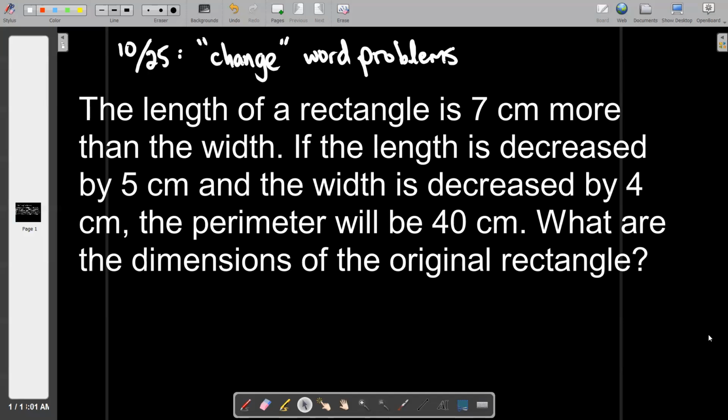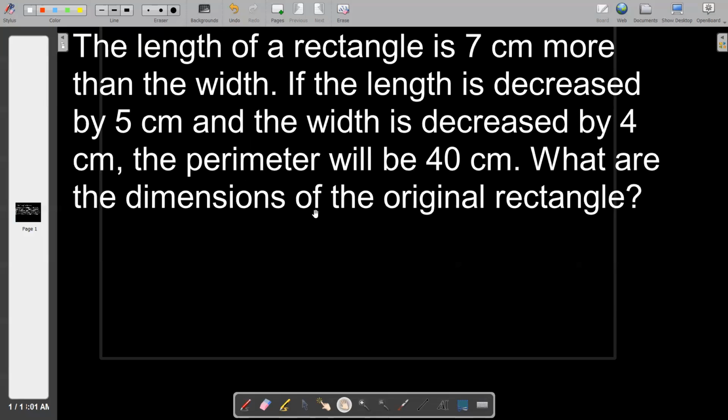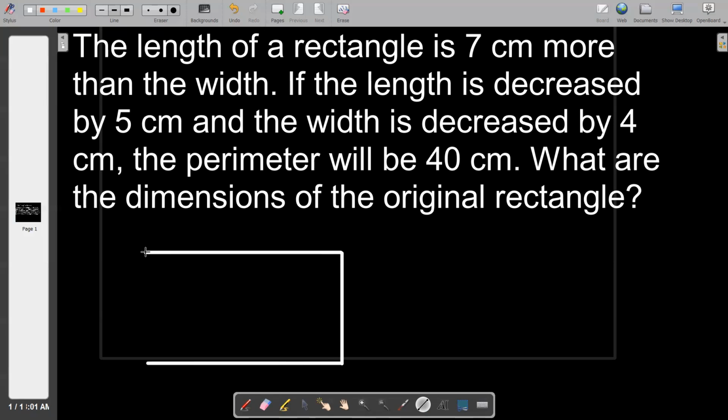A good strategy right out of the gate, and I said this before, is to make a little picture. I'm going to make a picture of a rectangle, and I want the rectangle to reflect what the problem says. The picture says that the length is 7 more than the width. So I don't want it to look like a square. I want it to look like the length is longer than the width.